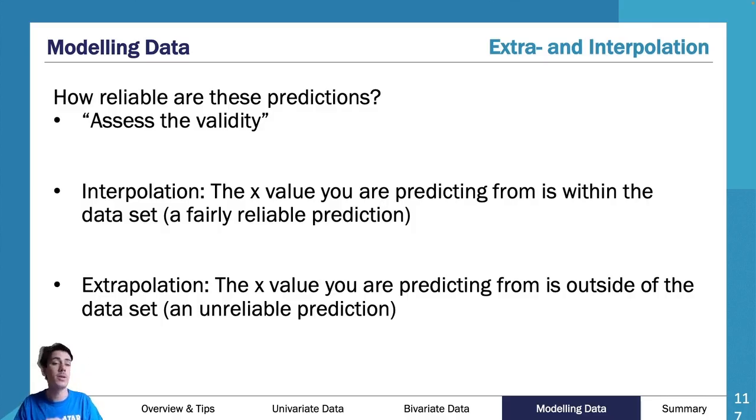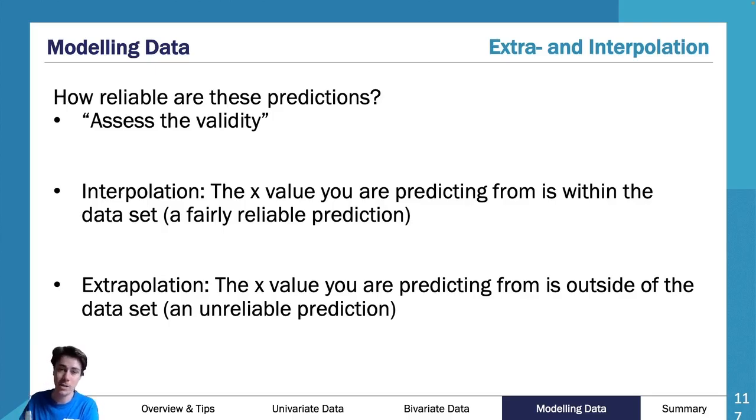That there is what we call an interpolation. That is a fairly reliable prediction. Why? Because it's within the data set. My data set I used to make my line of best fit was from 150 to 180. I predicted within that.